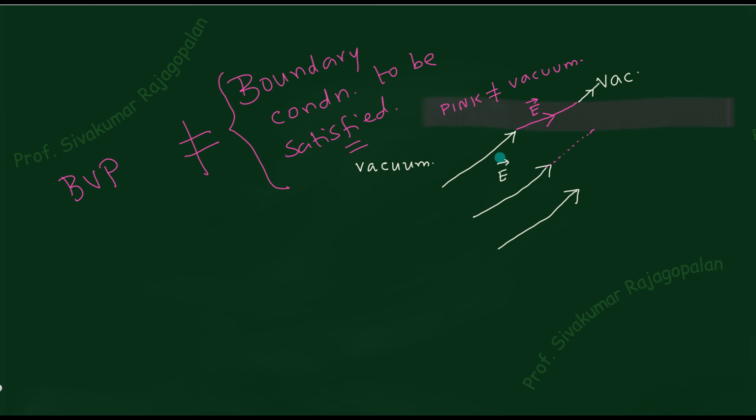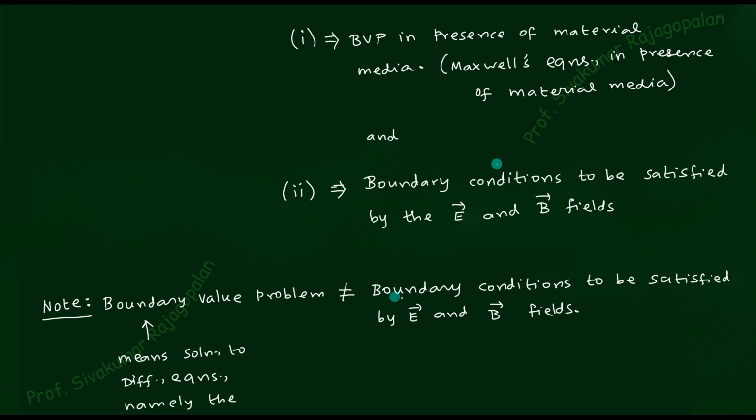Such conditions are what is known as the boundary condition to be satisfied, and it is different from solving a differential equation, which is known as the boundary value problem. So that is the distinction I would like to mention. Let us go back to our original screen that I am writing on. So this is what I am trying to say: a boundary value problem is not the same as the boundary condition to be satisfied by the electric and magnetic field.